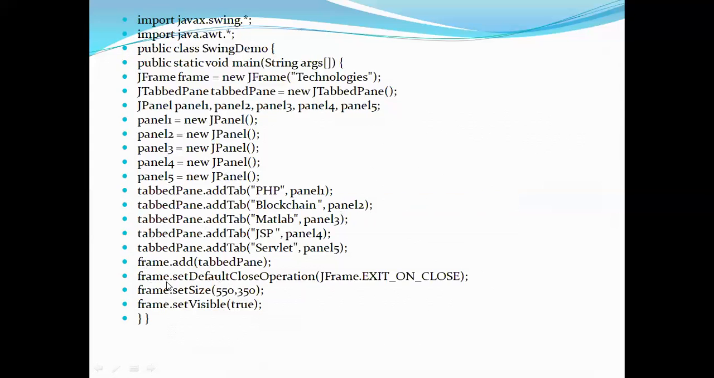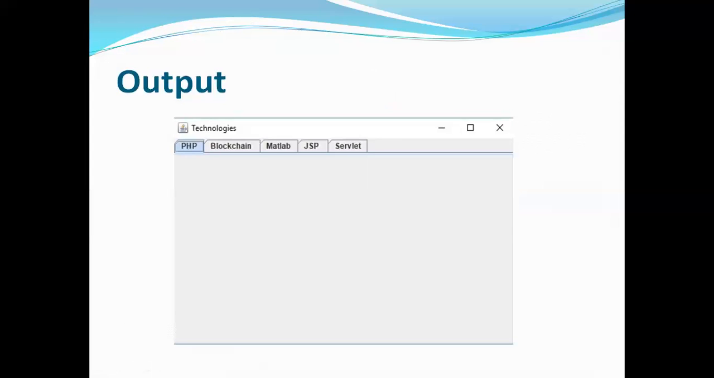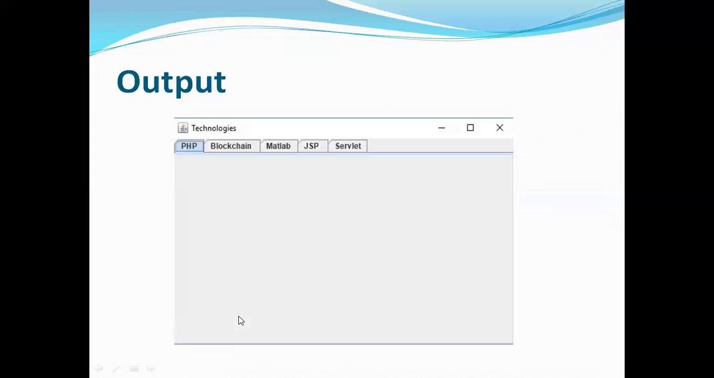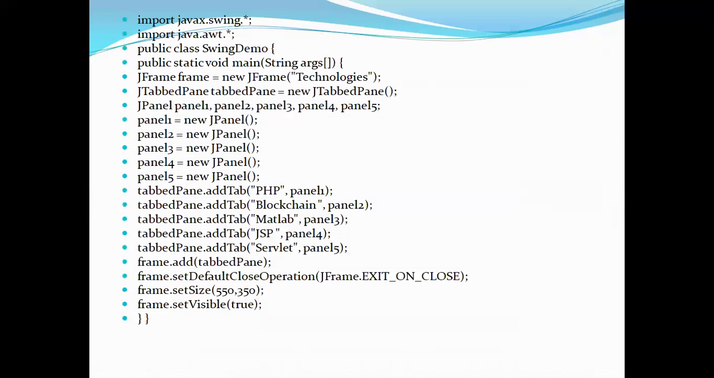Then we are writing frame.setDefaultCloseOperation, JFrame.EXIT_ON_CLOSE. So when you close this, by default it should be closed on exit. So that's a method I'm writing here. Otherwise also it will be closed. Next is frame.setSize. You're setting the size of the frame, and then you're making the visibility true. So this is the program for JTabbedPane.